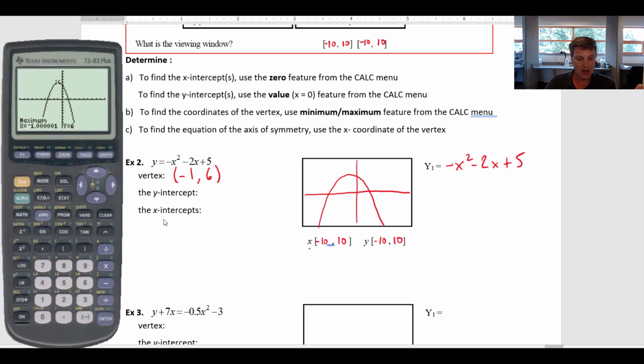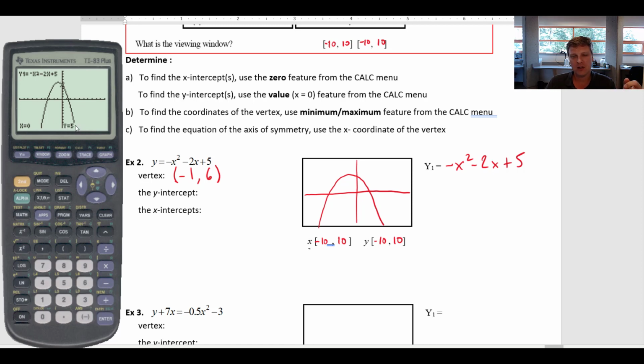For the Y-intercept, I'm going to go back to this Calc menu, so second function trace, and to find the Y-intercept, I need to use the value function. So if I hit enter when my cursor here is on value, it's going to say x equals what? And basically the Y-intercept happens right here when x equals 0. So you can put any value for x you want and it'll spit out the y value. But for the Y-intercept, that's where x equals 0. And so it's going to spit out for me, well, that happens at 5.